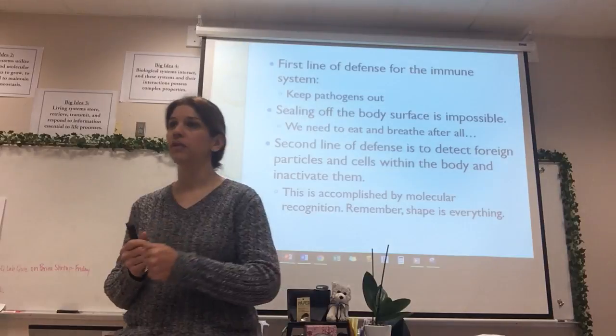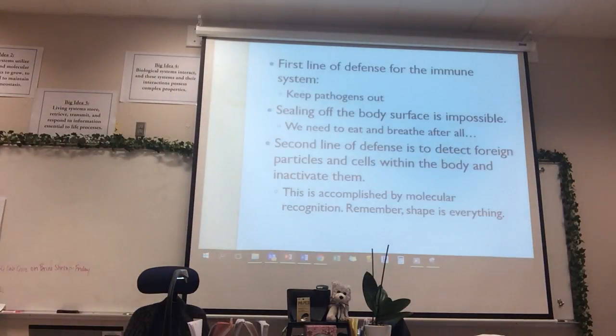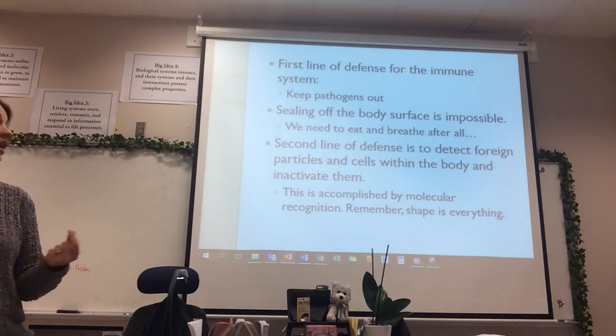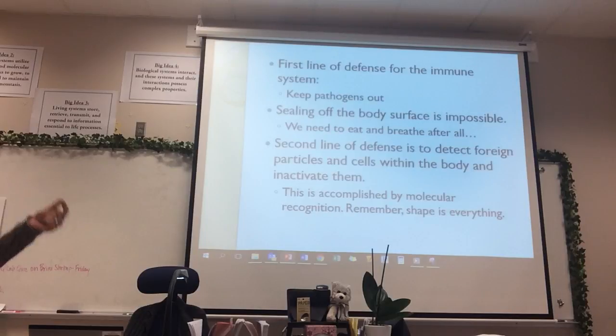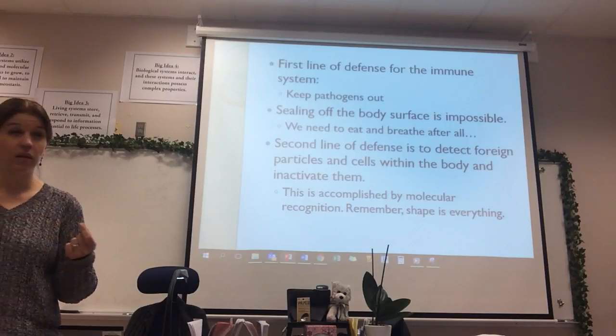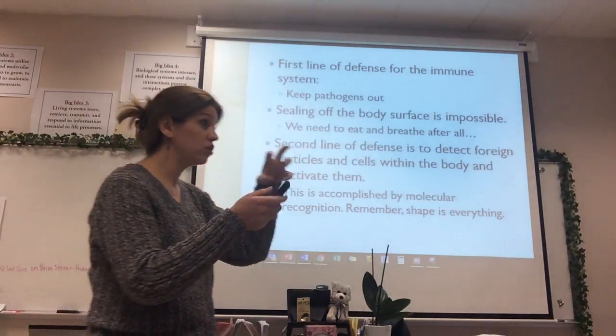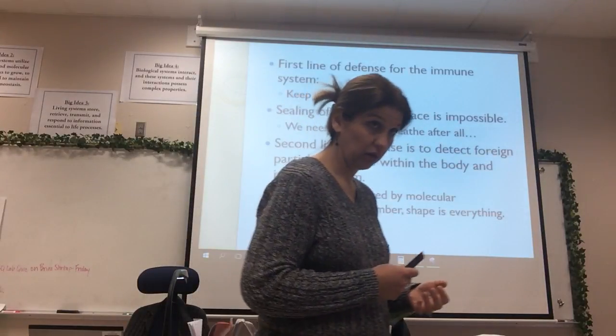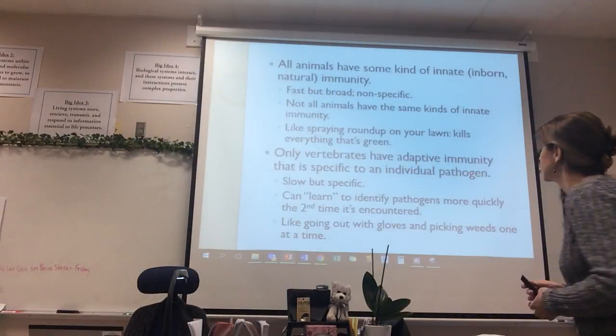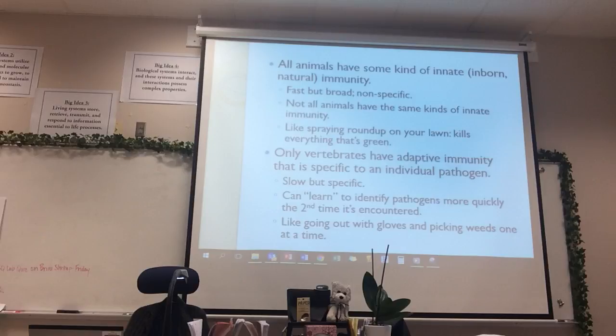Okay? How do we tell self from non-self? We do that by molecular recognition. Okay? We do that by shape. Remember when we talked about molecular shape? Conformation of molecules meant everything. Okay? That's how we accomplish this. All animals have some kind of innate immunity. Innate immunity is very fast, but it's broad and it's not specific to what's made you sick.